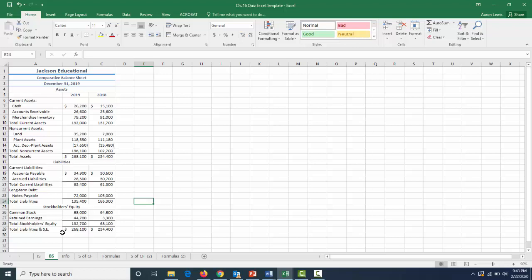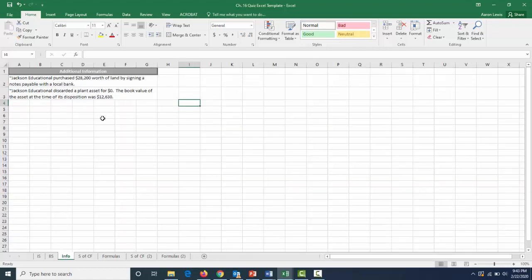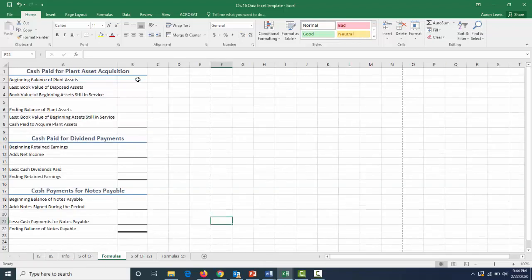And the reason being is in our info, we see that we discarded a plant asset, but it still had value on our books at the time we discarded it. Its value was $12,630. So how much cash did we actually pay for plant assets during the period? Well, let's use this handy dandy little formula up on the top. Let's take the beginning value of plant assets at the beginning of the year.